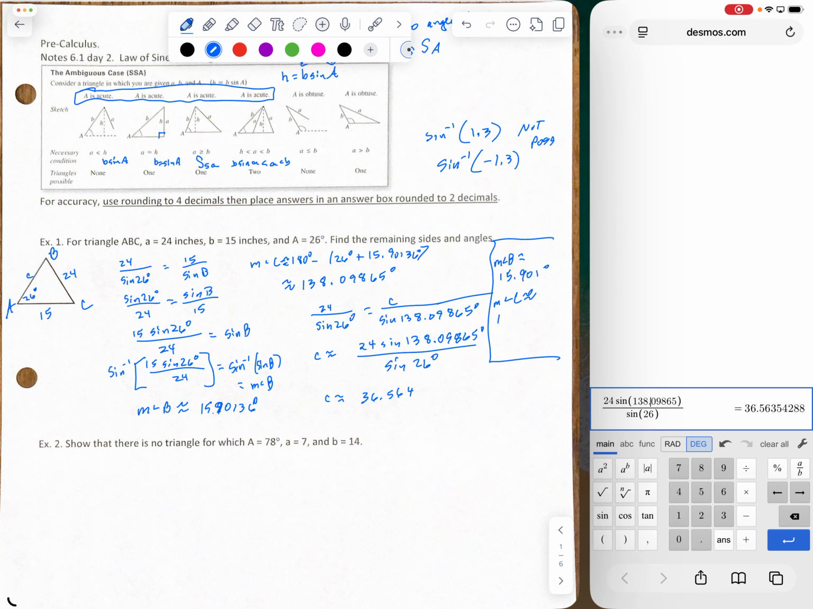And so to find the measure of angle B, you need the inverse sine of this. And you can do this to show that it doesn't work. If I clear this and try the inverse sine of 14 sine 78 divided by 7, it tells me it's undefined. So did I make an error in setting it up?